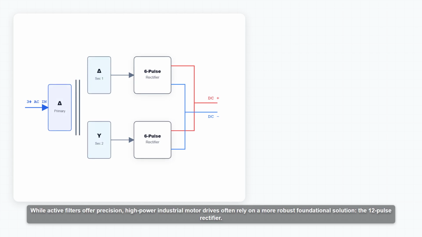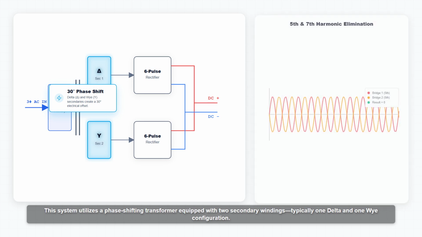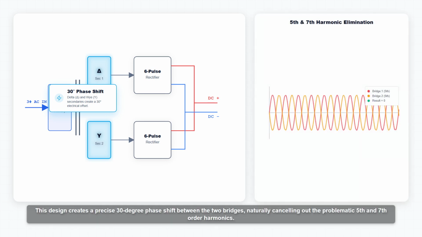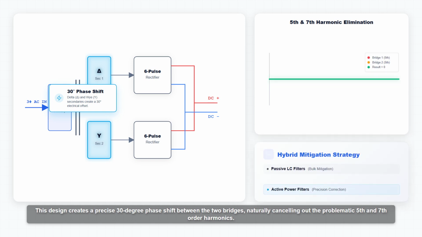While active filters offer precision, high-power industrial motor drives often rely on a more robust foundational solution, the 12-pulse rectifier. This system utilizes a phase-shifting transformer equipped with two secondary windings, typically one delta and one Y configuration. This design creates a precise 30-degree phase shift between the two bridges, naturally canceling out the problematic fifth and seventh order harmonics. For ultimate power quality, facilities deploy hybrid filters. These combine the cost effective bulk mitigation of passive LC circuits with the dynamic correction of active power filters.